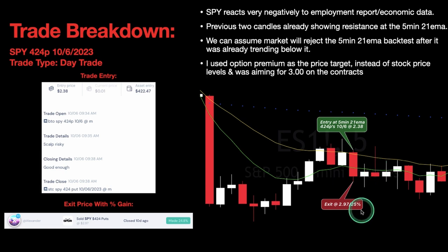And then for price targets on this trade, I just used option premium as the price target. So instead of stock price levels, I was aiming for $3 on the contract or $300. I was looking to go from 2.38 to 3. And this is only a 4 minute trade. We entered at 9:34, closed at 9:38. Which is not bad. I mean, it's almost $60 a contract in a couple minutes. So if you had 10 of those, you'd make $600.